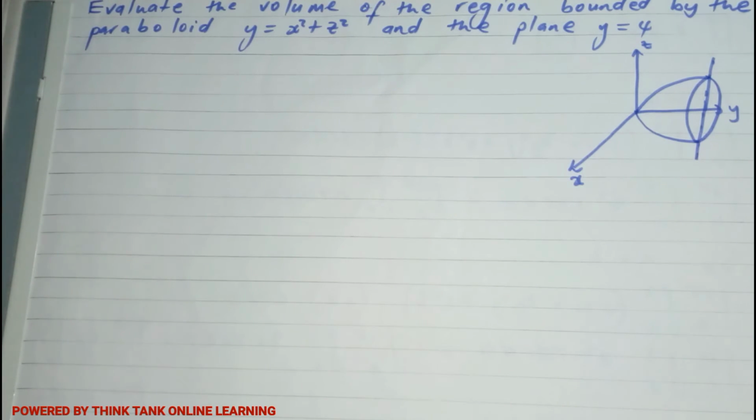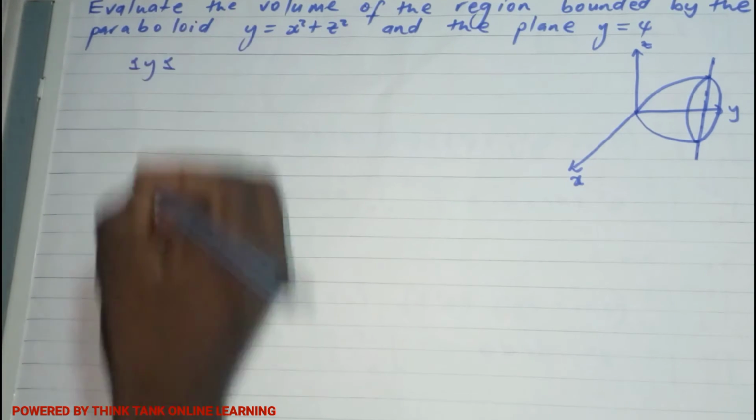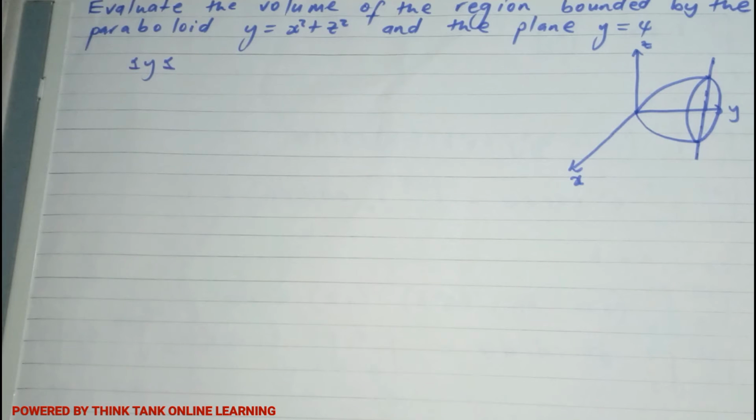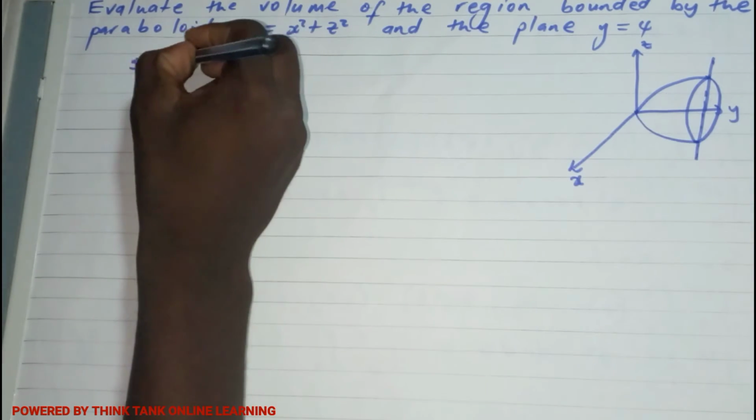Now I want to evaluate the limits. We said z is not changing, so in this case z is y, so I'm going to write the limits for y here. What is the lower bound of y? If you draw this, you're going to see the lower bound is just this bound, and the upper bound is going to be 4.